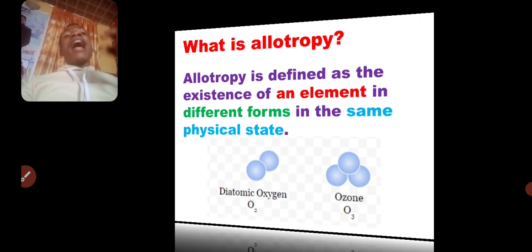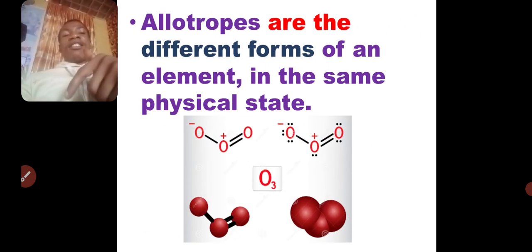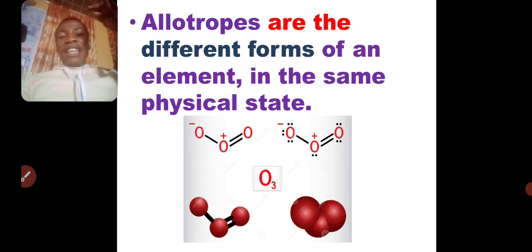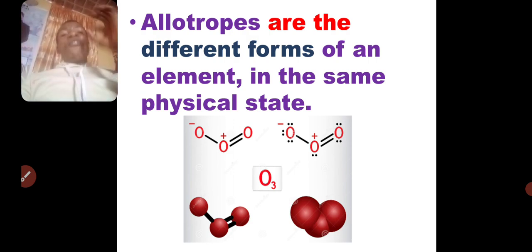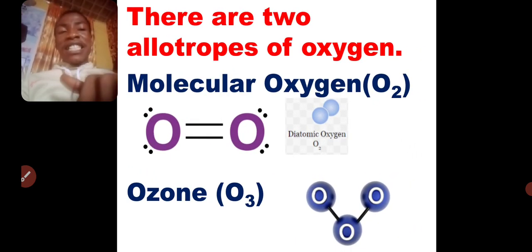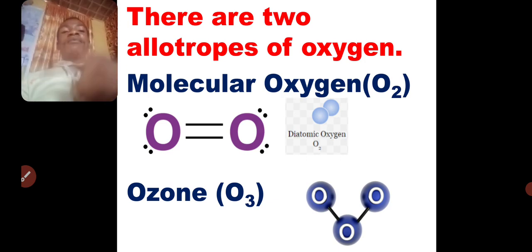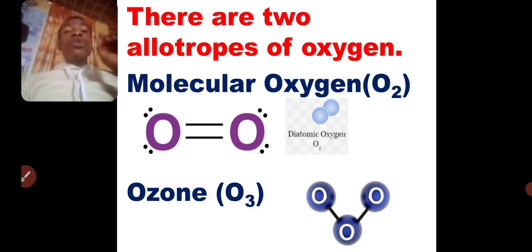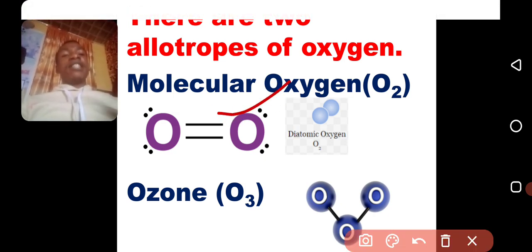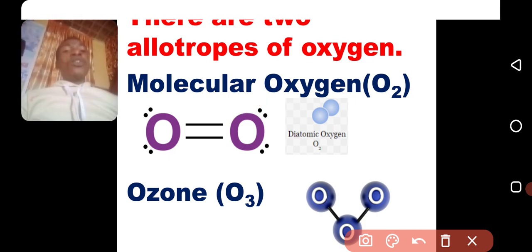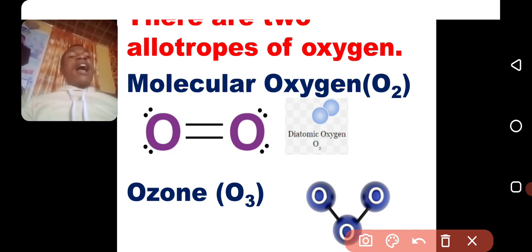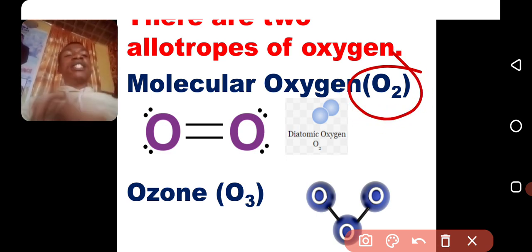What are allotropes? Allotropes are those different forms in which an element exists in the same physical state. For example, oxygen exhibits allotropy, that is, oxygen has allotropes. And there are two major allotropes of oxygen. We have molecular oxygen, which is O2, the one on your screen, and we also have ozone, which is O3. So this is ozone, trioxygen, and you also have oxygen itself, molecular oxygen, dioxygen, O2. These are the two allotropes of oxygen.